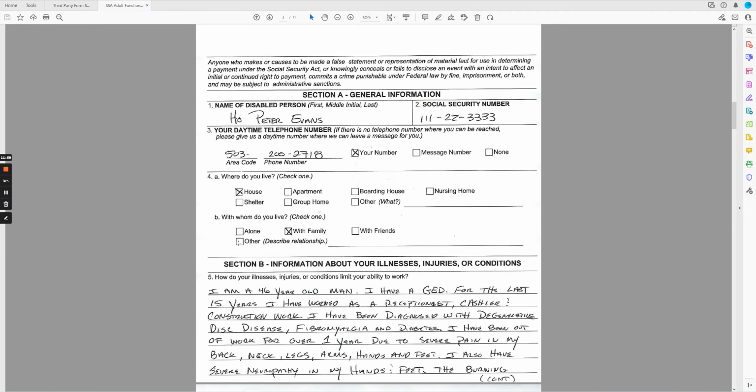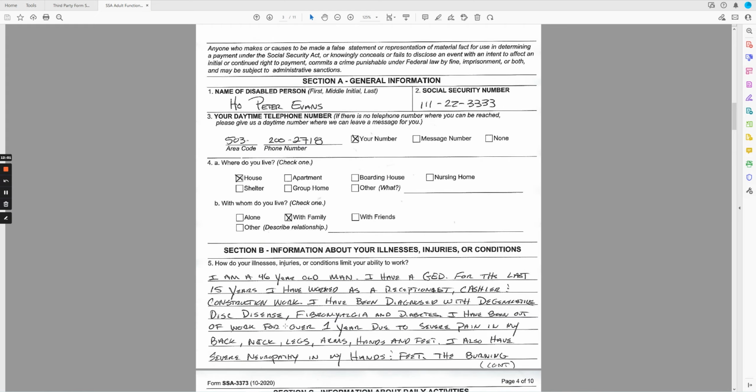So here, the person, and I pretended to fill this out, it says, I am a 46-year-old man. I have a GED. For the last 15 years I've worked as a receptionist, cashier, and a construction worker, and I've been diagnosed with degenerative disc disease, fibromyalgia, and diabetes. I've been out of work for over 1 year due to severe pain in my back, neck, legs, arms, hands, and feet. I also have severe neuropathy in my hands and feet.